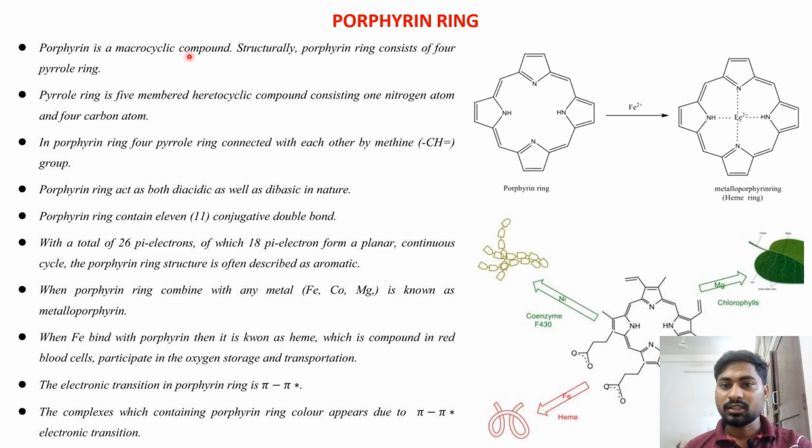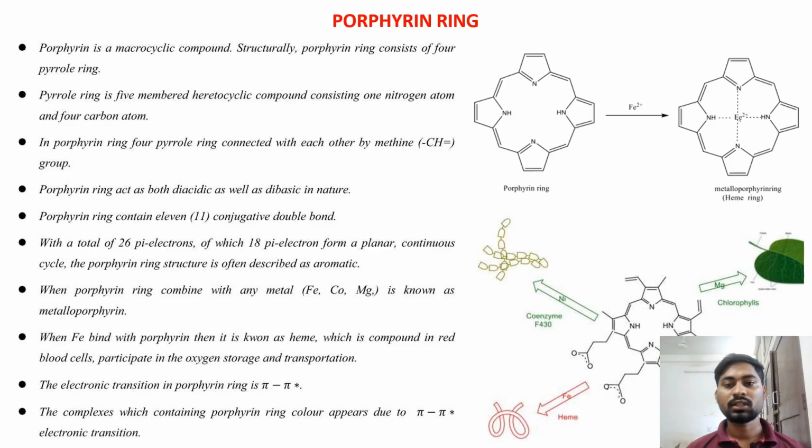Porphyrin ring is a macrocyclic compound. Why is it a macrocyclic compound and how is it formed? The macrocyclic compound has four phenol rings, which are combined with the methane group. Here is one methane group, and here is another methane group. This is one methane group, CH2 double bond. Structurally, the porphyrin ring consists of four phenol rings.